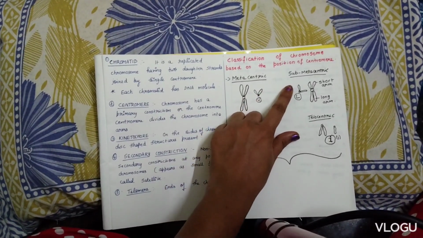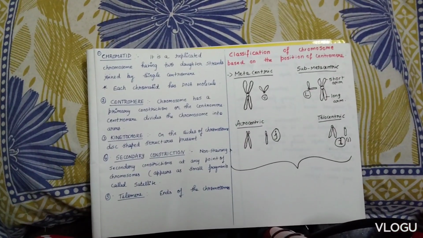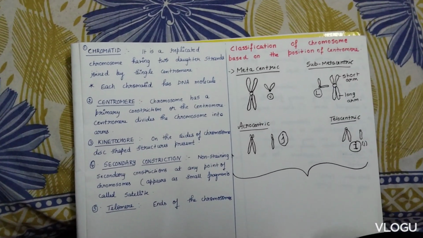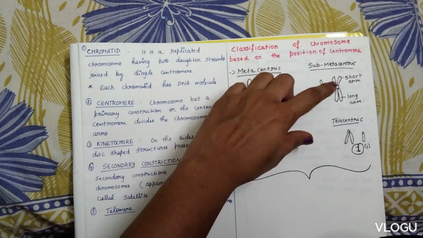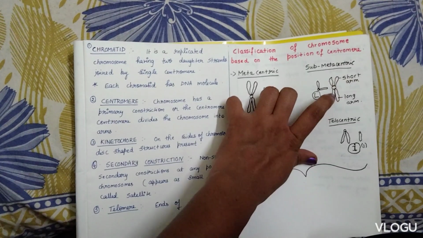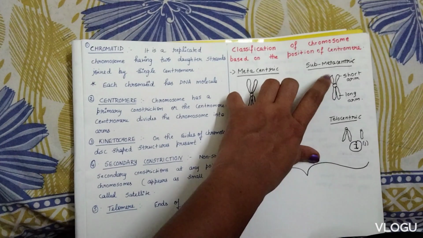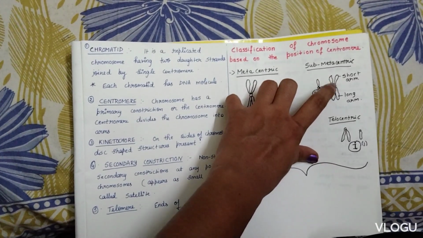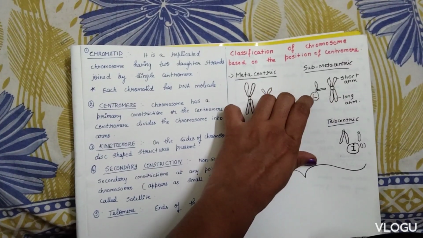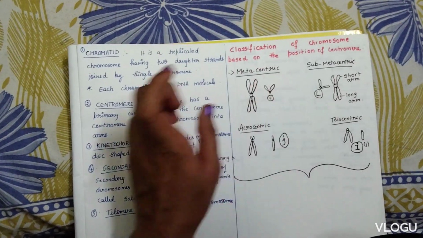Next, coming to submetacentric. What happens in submetacentric? If you carefully observe, the chromatid size is differing. That is because the centromere position is a little away from the center. It is not exactly in the middle. So one arm is short, one arm is long. When these chromatids separate during anaphase, it attains an L shape.